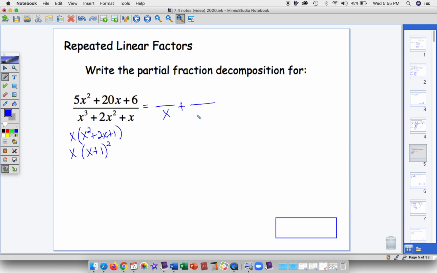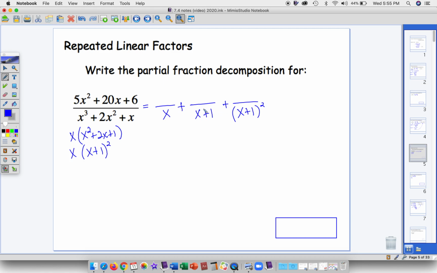So I would have an x plus 1 and also an x plus 1 squared. Think about it this way. If you're adding these three fractions together, my common denominator would still be this product, x times x plus 1 to the second power. So I can't assume that either of these is not necessary.